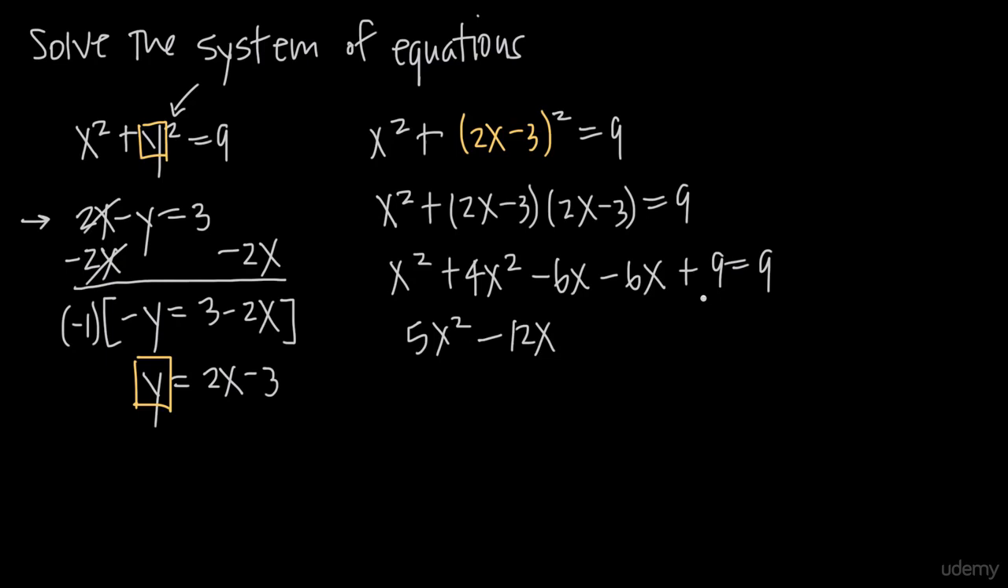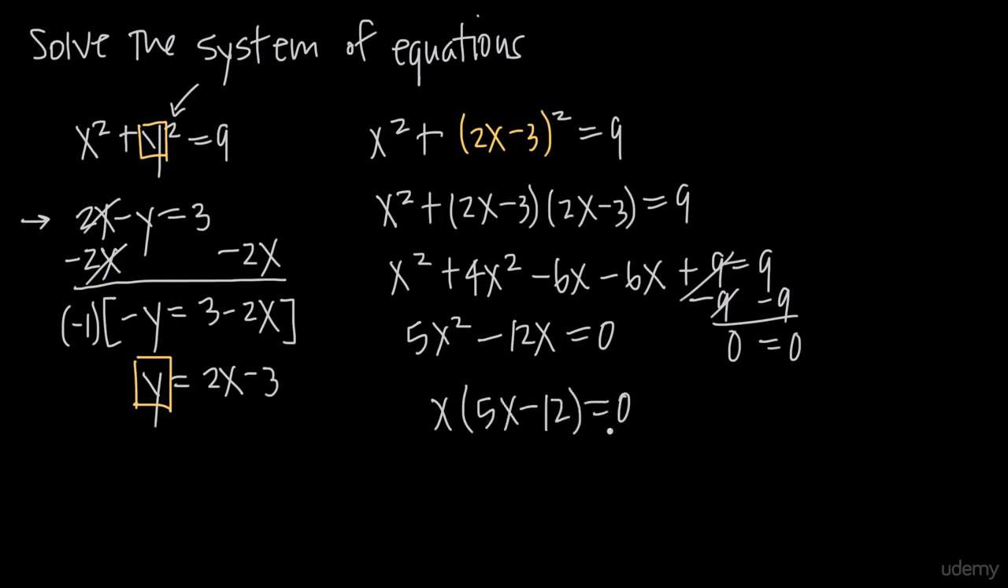And then we can go ahead and subtract 9 from both sides, because when we do that, we'll get the 9's over here to cancel. And over here on the right, we'll get 9 minus 9 is 0 on the right-hand side. So we just end up with 5x squared minus 12x is equal to 0. Now we can use the zero product theorem, because this is equal to 0 on the right-hand side, to factor the left-hand side and find solutions for x. So we'll factor out an x, and we'll get x times the quantity 5x minus 12 equals 0.